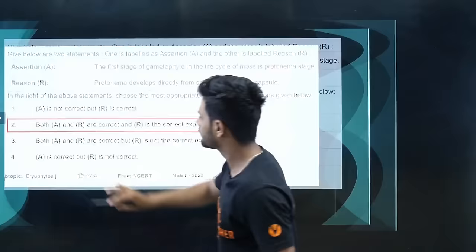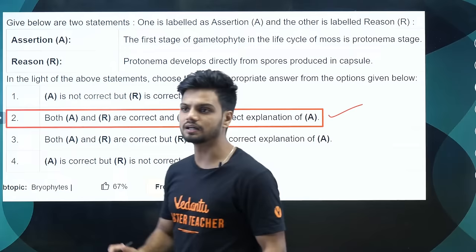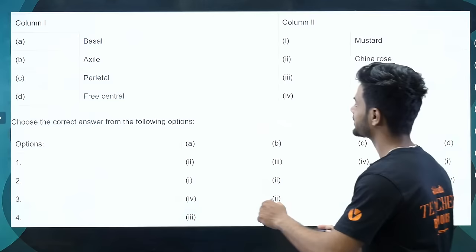Anyway, you remember, right? Option A is given. So both A and R are correct, and R is the correct explanation of A. Easy question. All of you, if you go wrong on this, chappal will come. Next question.